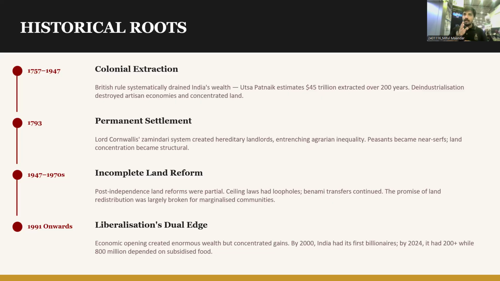So as you can see, the right to land has been discontinued. And the ceiling laws had loopholes. For example, the head of the family will divide the lands between his sons or daughters and bypass this law. Third was the liberalization of the economy.